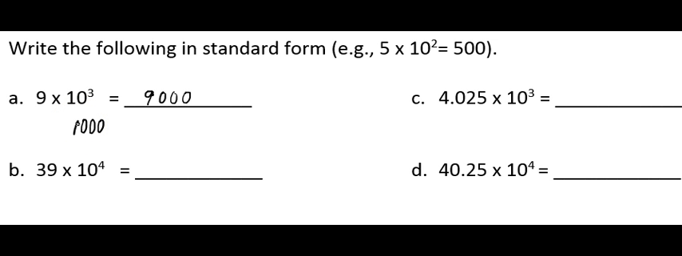39 times 10 to the 4th power means my digits will shift 4 places to the left. And just like we saw the pattern before, because I have 4 as an exponent, I know I'm going to end up with 4 zeros in my number. So 39 times 10 to the 4th power is 390,000.